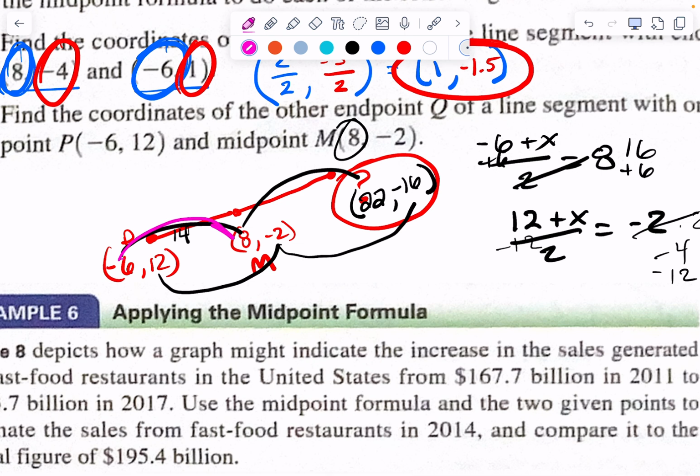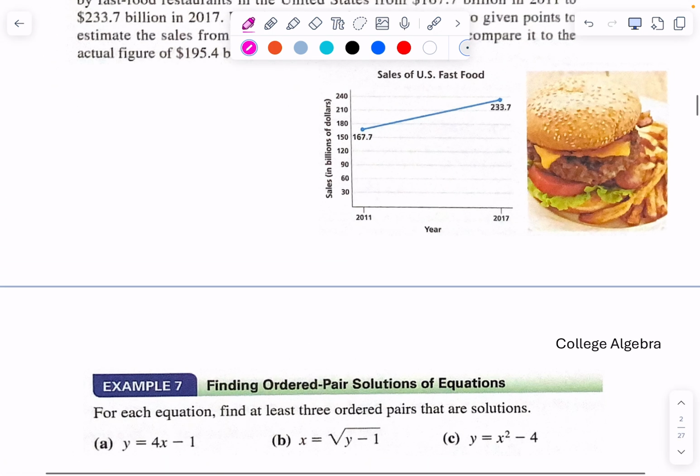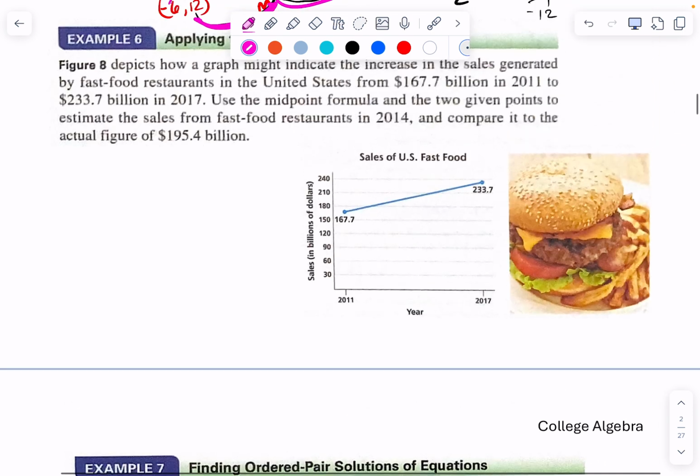How far apart are these? Add it one more time. How far apart are these? Add it one more time. Make sense? Not too bad. Okay, we'll do this last one because this is midpoint, and then we'll save the rest for tomorrow.